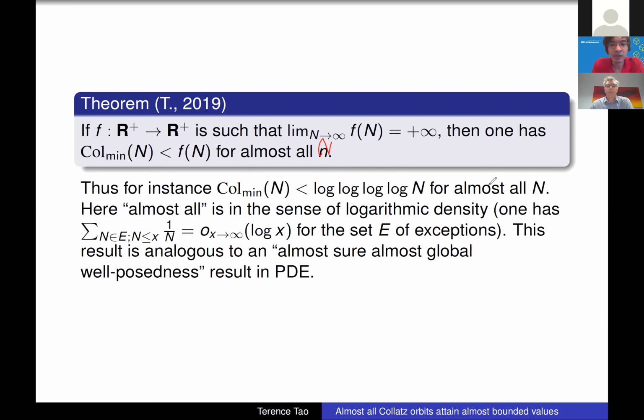The thing is, in order to get the orbit this small, you have to iterate the Collatz map for much longer periods of time than the previous maps. And those are analogous to results in PDE, which are known as almost sure global existence results, where you control your dynamics for random choice of data for really long periods of time rather than short periods of time. So that's sort of the difference. It's a global in time result rather than a local in time result.